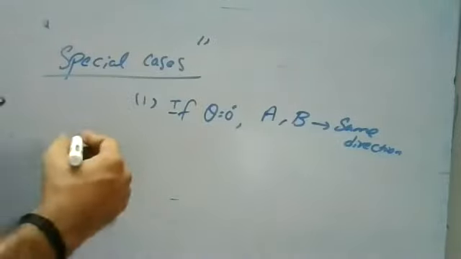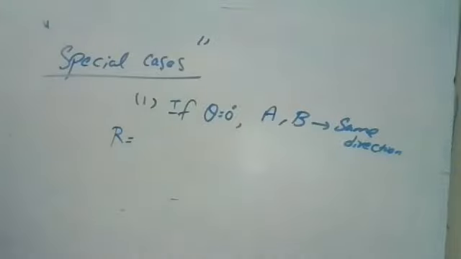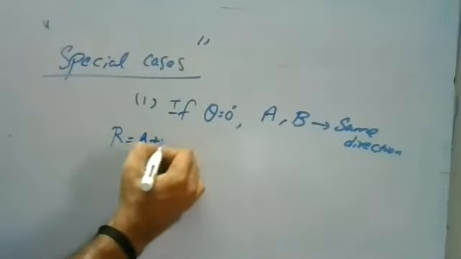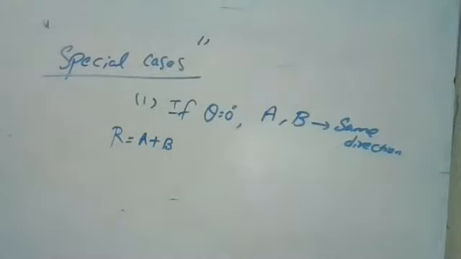Now what will happen to the resultant? R is equal to, let me note it finally, R is equal to A plus B. When theta becomes 0 degrees, cos 0 degrees is 1, again the A plus B whole square formula comes there. So R is equal to A plus B.